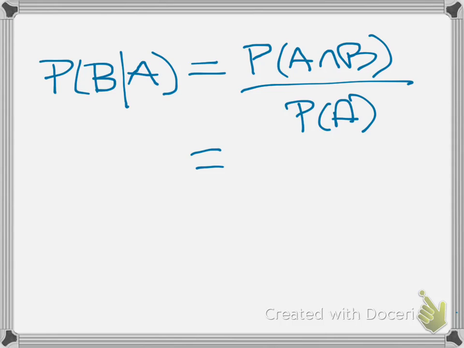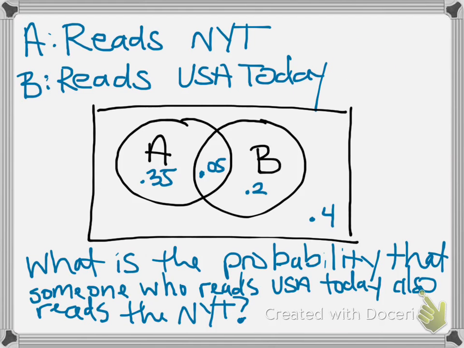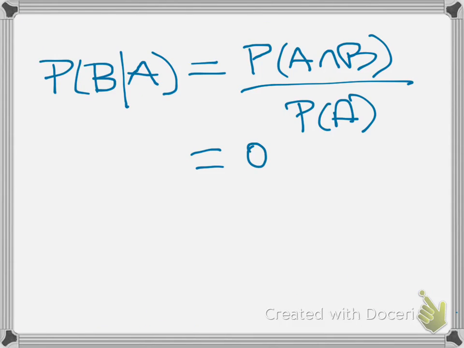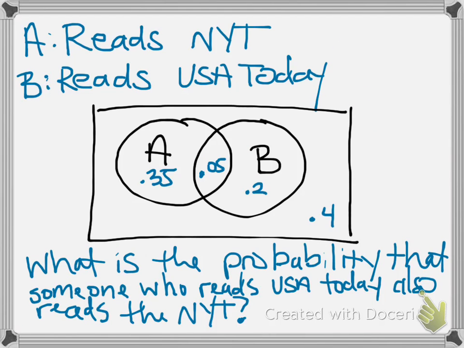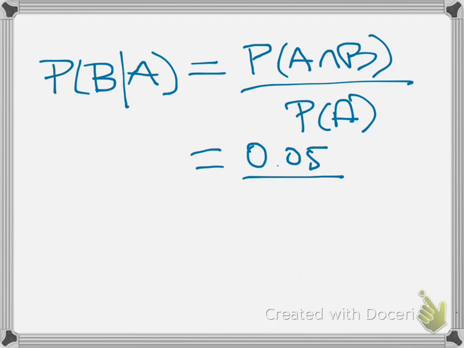So we need to fill in this information here. What is the probability that both A and B have occurred? That means what is the probability that a person both reads the New York Times and USA Today? Well, we can see from our Venn diagram that overlap occurs 5% of the time. So the probability of event A and B is 0.05. And then we need to divide this by the probability of event A, which of course means that we need to include the sum of all of the regions in event A. So that means we need to add 35% and 5%. So the probability of event A occurring is then 40%.